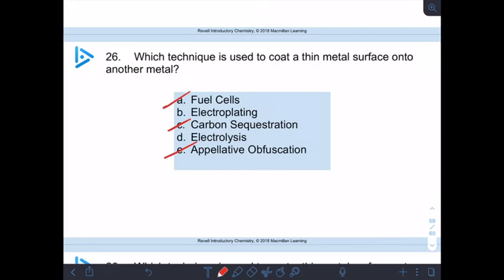And electrolysis. Now, electrolysis is technically used to do this thing, but what we're looking for is electroplating. So coating a metal with another metal is a process called electroplating. So anything that you have in your life that is chrome-plated or nickel-plated, copper-plated, it's an electrochemical process.